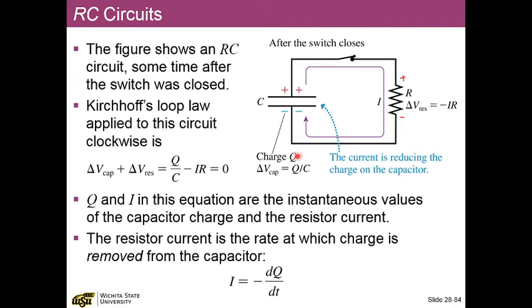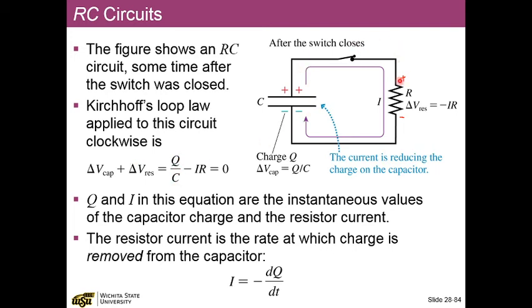Now, using Kirchhoff's law, the voltage difference across the capacitor, delta V cap, plus the voltage difference across the resistor, delta V res, is equal to 0. Let's start from the bottom end, the negative plate of the capacitor. If I go from there and cross the capacitor, I raise my potential, so that has to be positive. From the capacitor equation, delta V cap is positive, equal to Q over C.